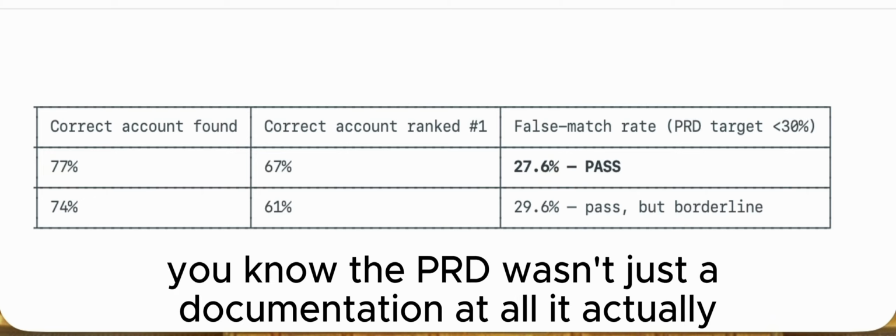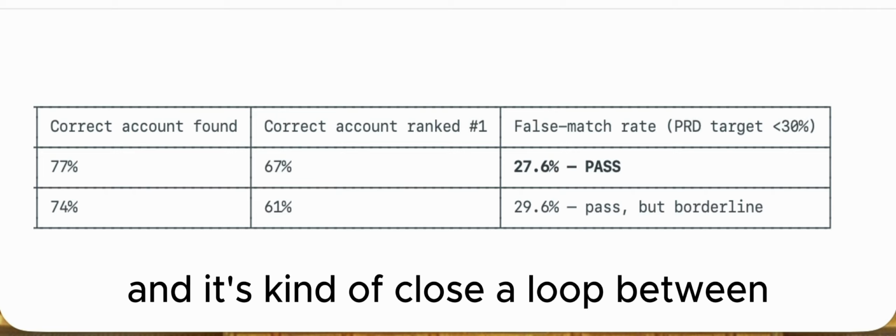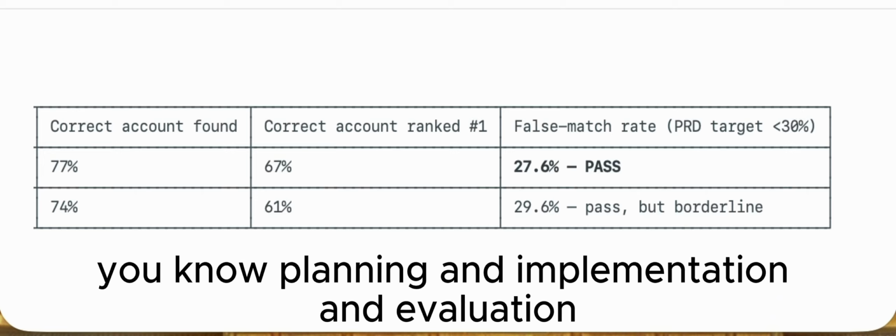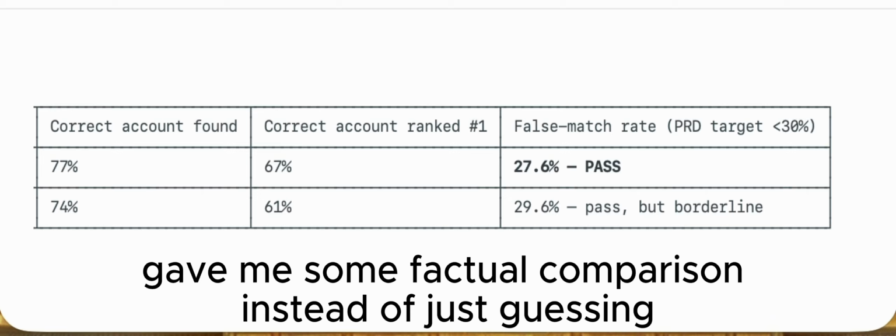Also, the PRD wasn't just documentation at all. It actually became part of the execution process. It kind of closes a loop between planning, implementation, and evaluation. And the switch on and off gave me a factual comparison instead of just guessing.